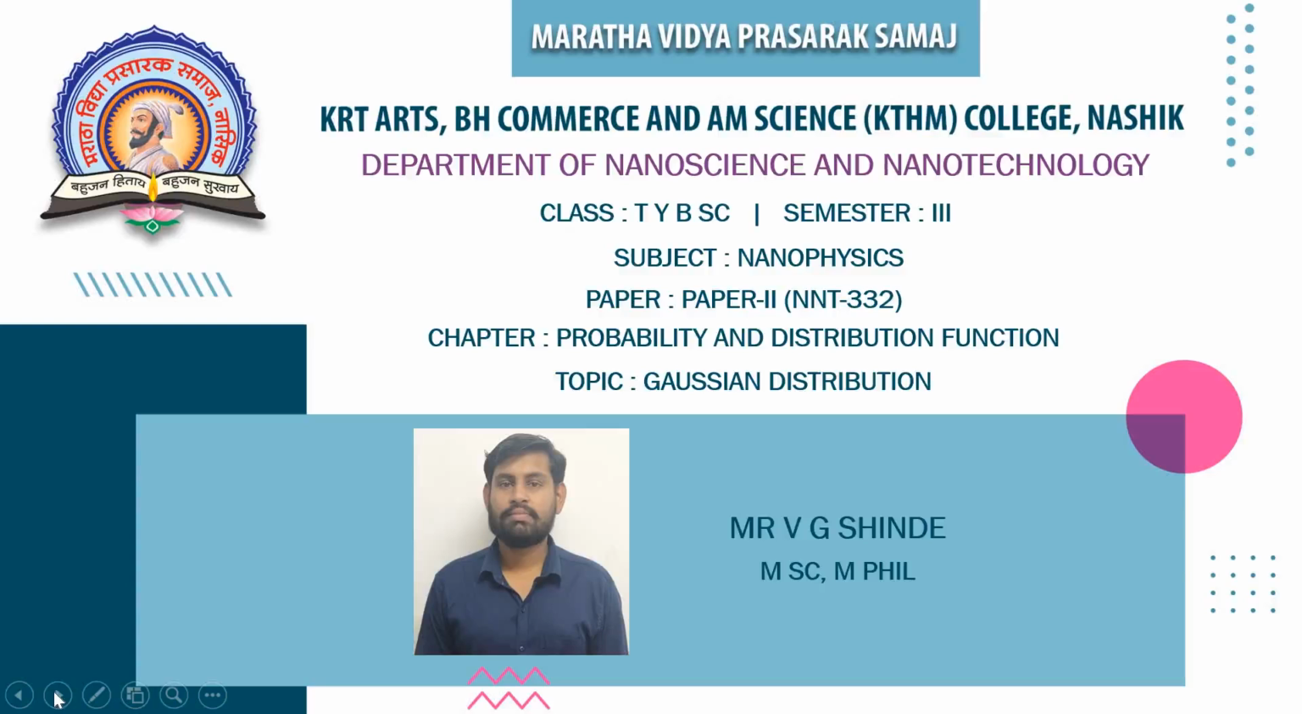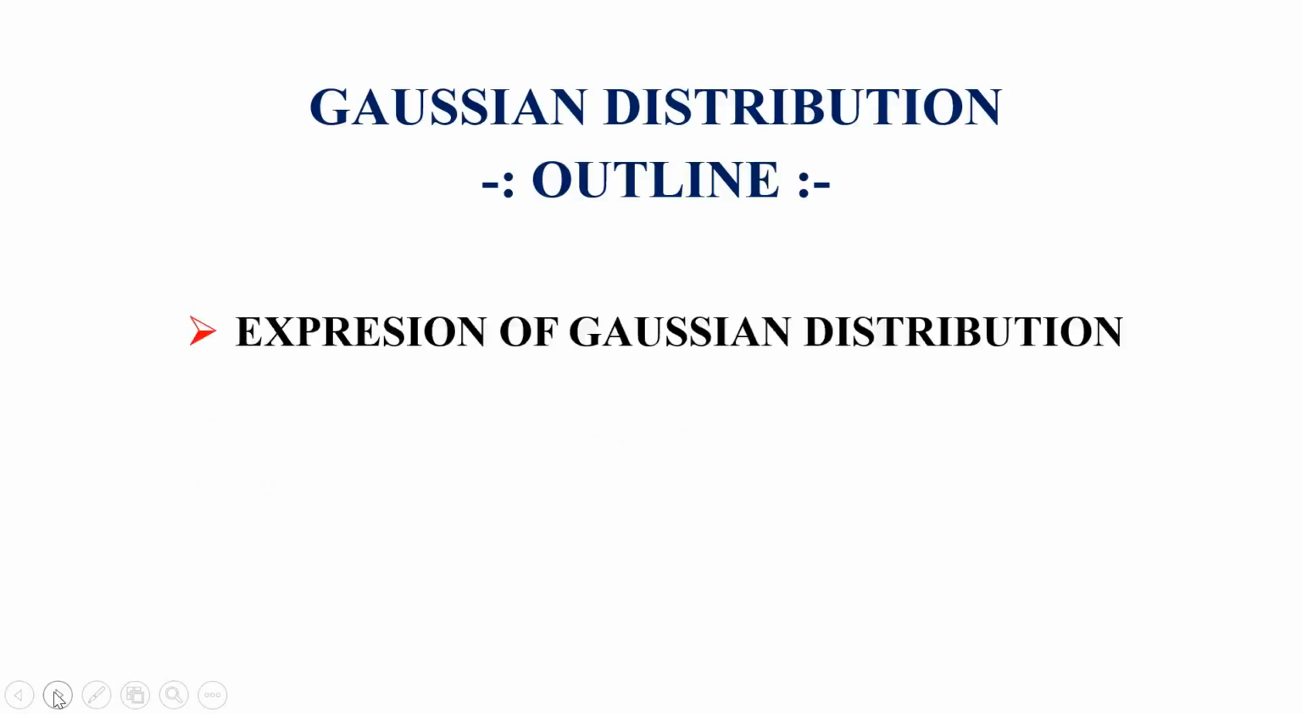Today we are going to discuss the class of T.Y.B.Sc semester 3, paper number 2, that is the course of Nanophysics. Now we are going to discuss today's lecture, the topic of Gaussian distribution probability functions. In this topic, I have covered the expression of the Gaussian distribution function and an example or problem of the Gaussian distribution function. Now, we have covered the first one, the Gaussian distribution function.